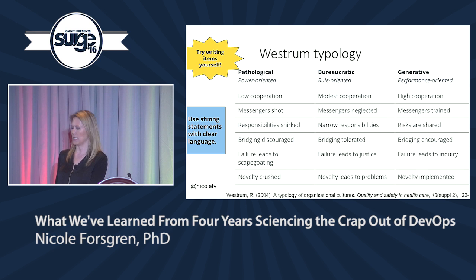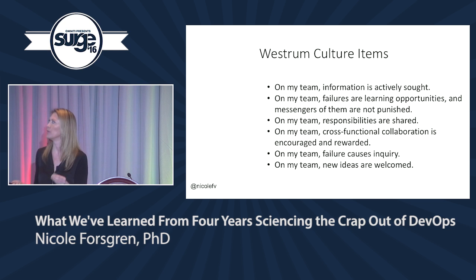So how we did this is we selected one side, generative, and we turned them into statements, focusing on the team, because individuals don't deliver software, teams do. This is how we did this. On my team, information is actively sought. On my team, failures are learning opportunities, and messengers of them are not punished. On my team, responsibilities are shared. Cross-functional collaboration is encouraged and rewarded. Failure causes inquiry. New ideas are welcomed.